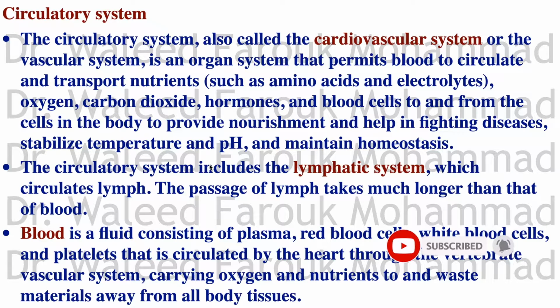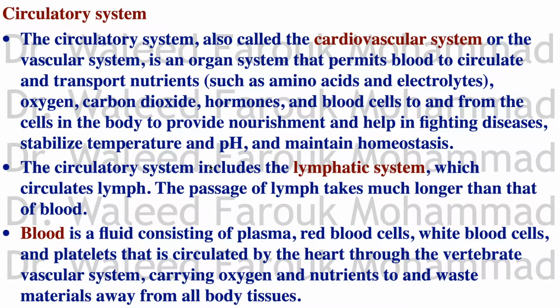The cardiovascular system, or the vascular system, permits blood to circulate and transport the essential elements for the body, such as nutrients, amino acids, electrolytes, oxygen, carbon dioxide, hormones, and blood cells to and from the cells of the body. It means that it provides the cells of the body with nutrients and takes up the waste products of the cells.